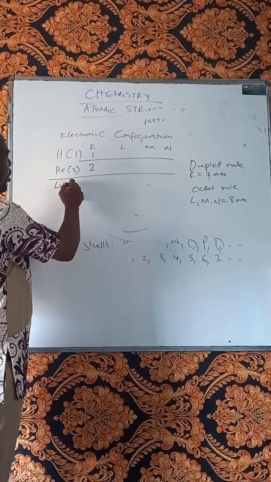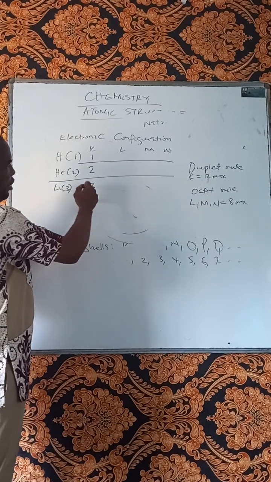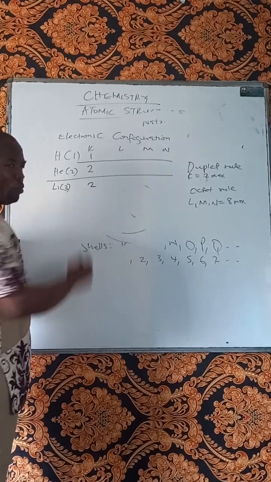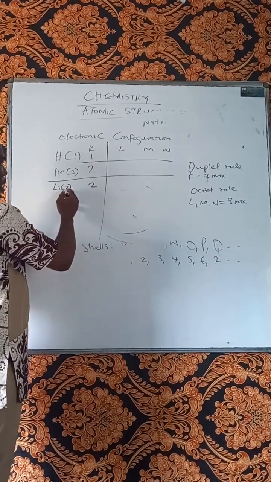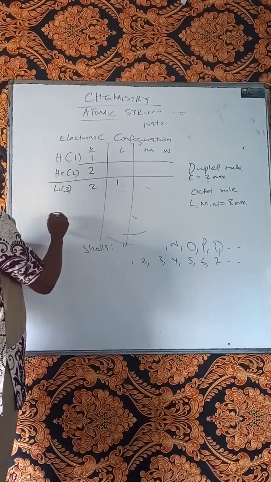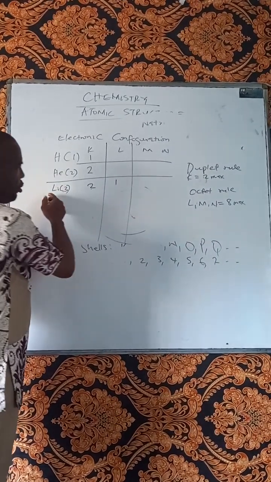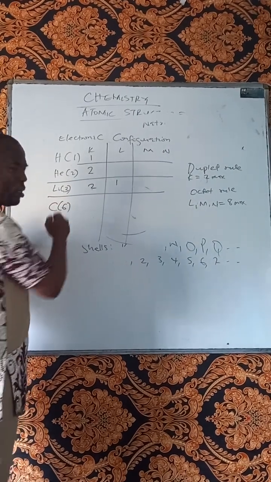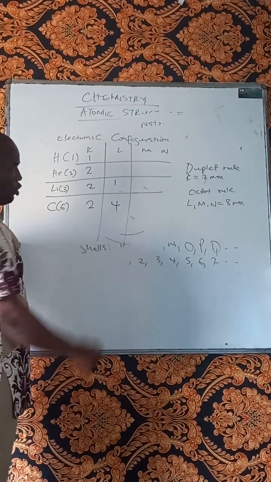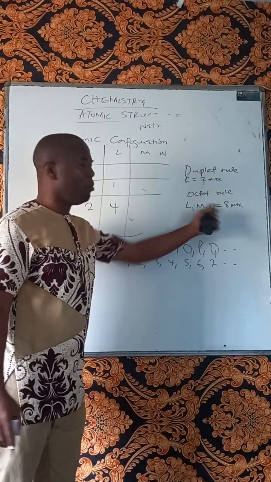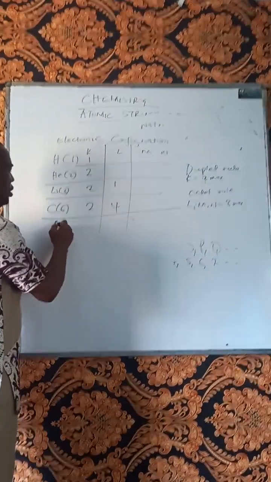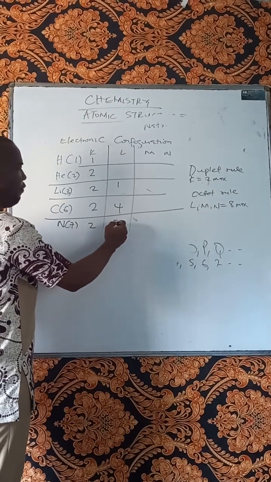Lithium having 3, we can't put 3 here because the K shell obeys the duplet rule. So we should give 2 to the K shell. Remaining 1, that is 3 minus 2, 1. That 1 will now go over to the L shell. If I pick an element like, let me just jump a little, carbon 6, I have 2, remainder 4, and I give 4 to the L shell. The L shell will take up to 8 before you move to another shell. If I pick nitrogen, which is 7, I have 2 and 5.